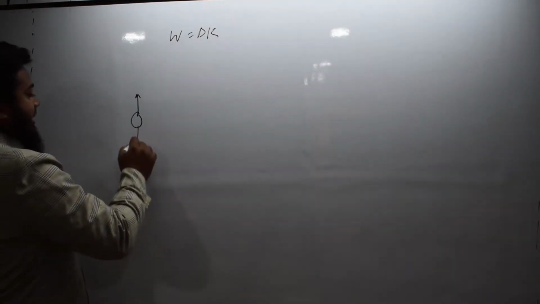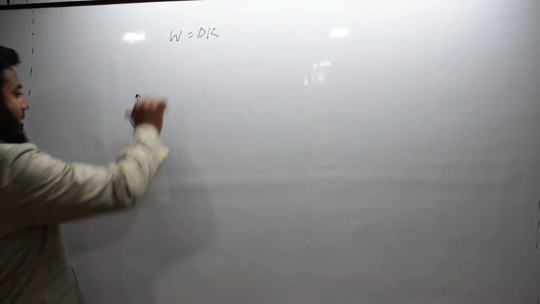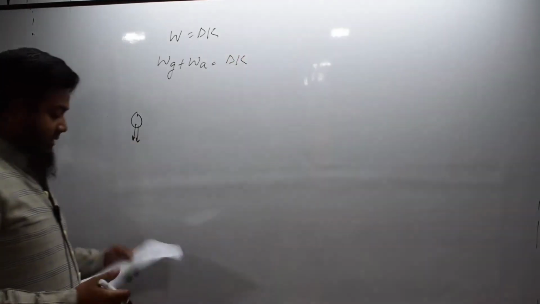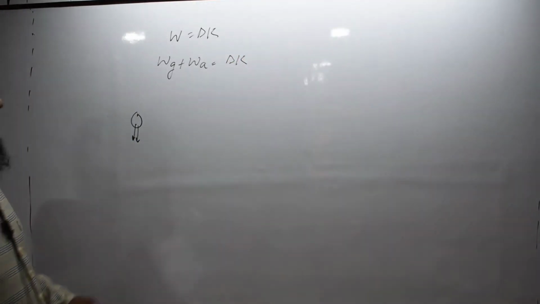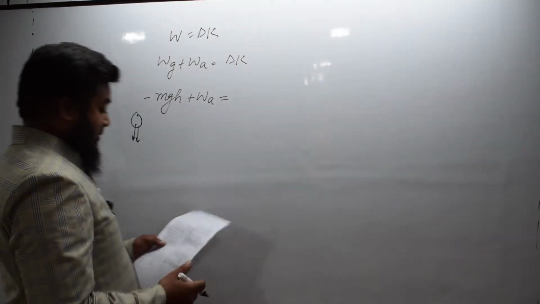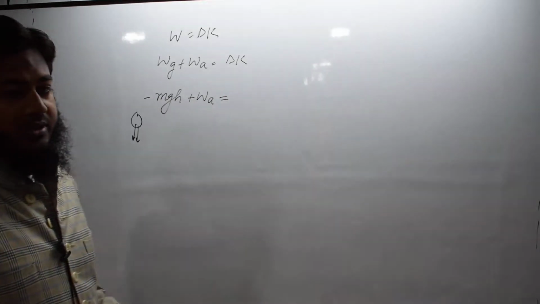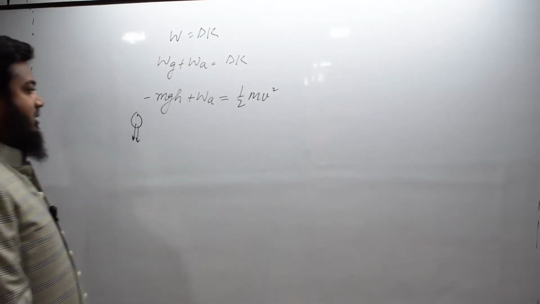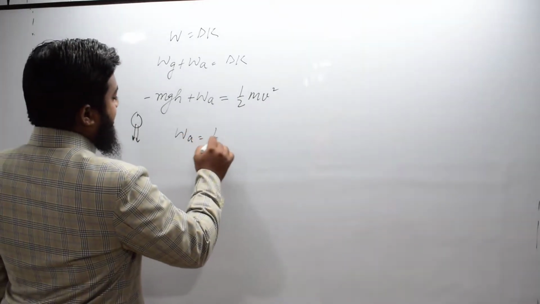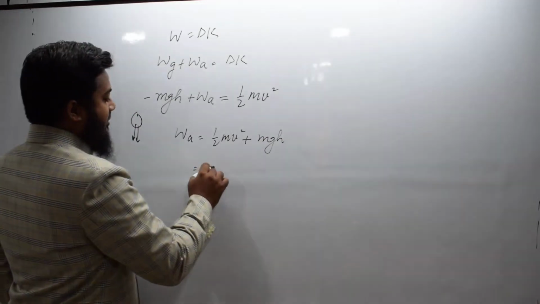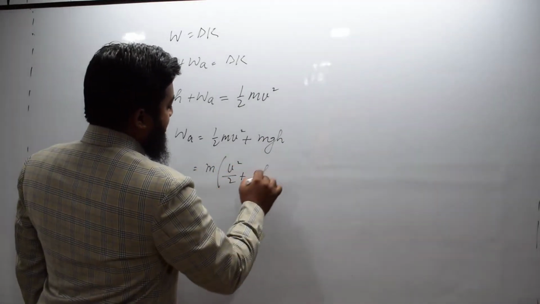Since two forces are acting, the gravitational force downwards and the air friction which is also downwards, work done by the gravitational force plus work done by the air friction is equal to change in kinetic energy. Work done by gravitational force is minus mgh, and work done by air friction is unknown. Finally, the ball is at rest, so whatever is the initial kinetic energy will be the change in kinetic energy. So, it is half mv square, where v is the initial velocity. Then work done by air friction is equal to half mv square plus mgh. Take m common, so it becomes v square by 2 plus gh.